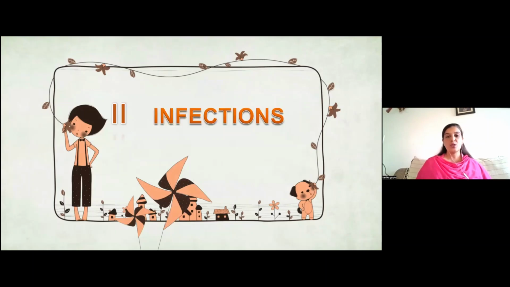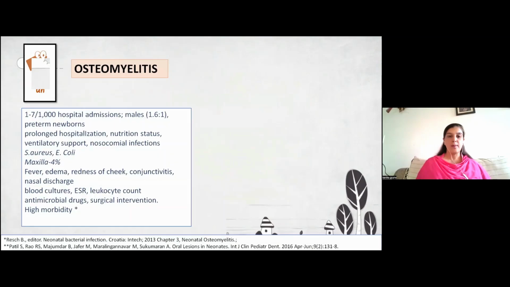The next oral lesions commonly seen are the infections. Osteomyelitis is seen in 1 to 7 neonates out of 1,000 hospital admissions. A male predilection is commonly seen. Preterm newborns are commonly infected with osteomyelitis.